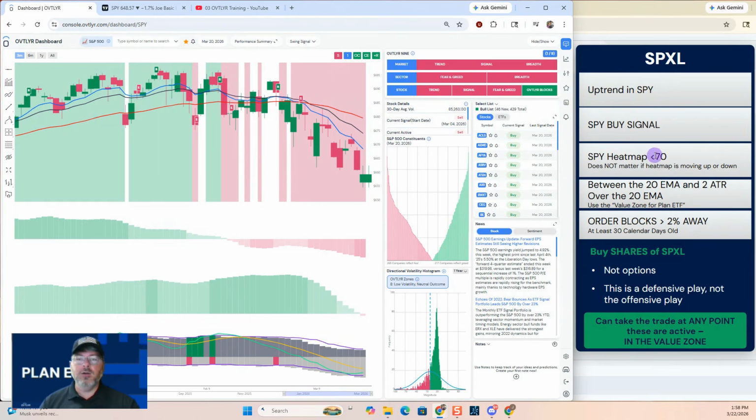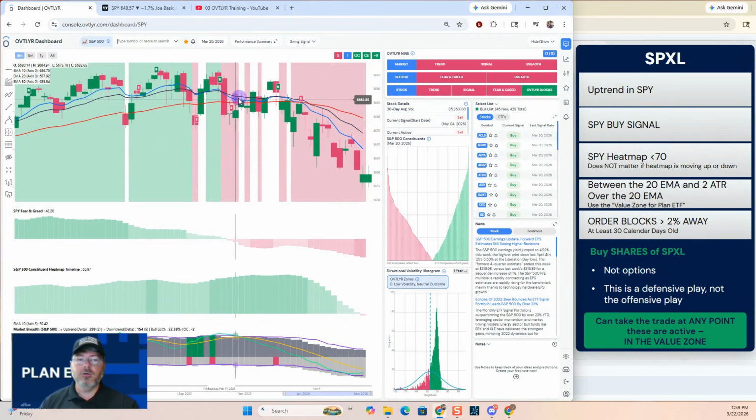The SPY heat map would need to be less than 70. Right here we are. Here's the SPY fear and greed heat map. Watch this value. Today, 38.68. It's less than 70. Which way is it moving? Well, we know it's moving down. Yesterday was 39. Today's 38. But does it matter? No. It only matters that the value is under 70. So this signal would actually pass.